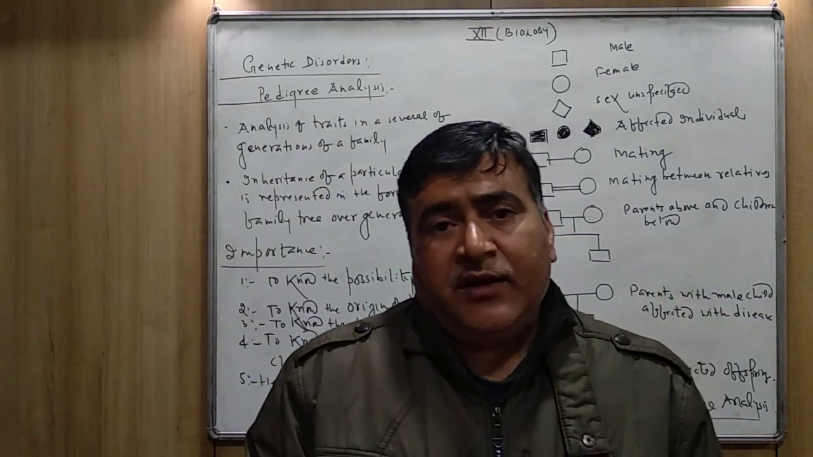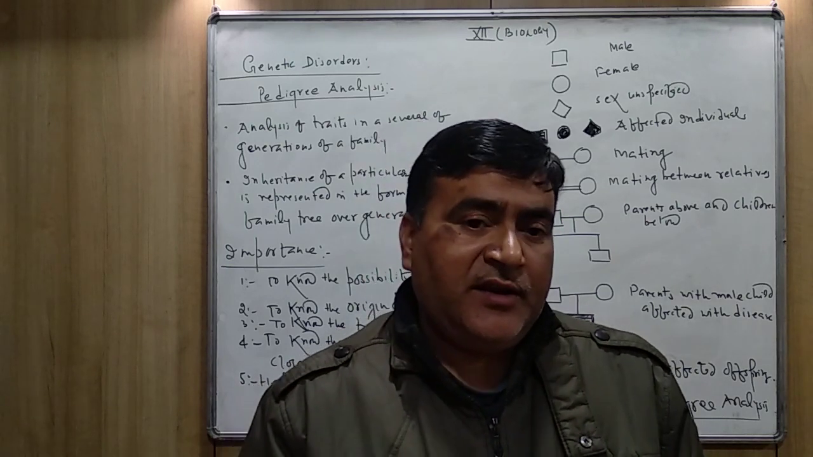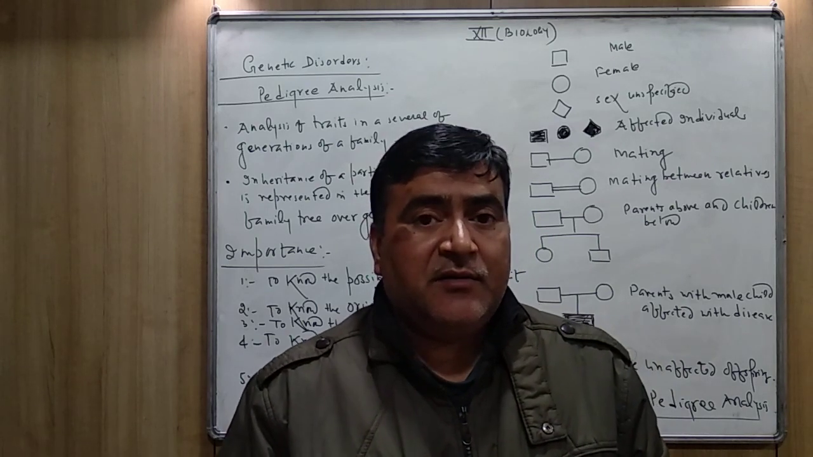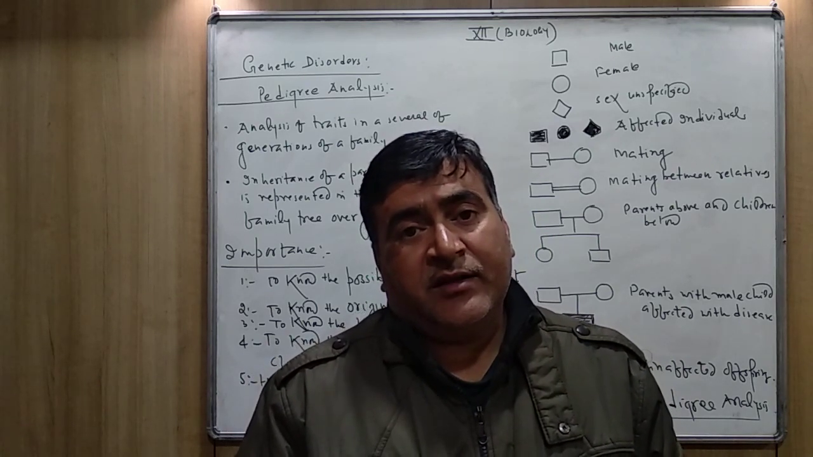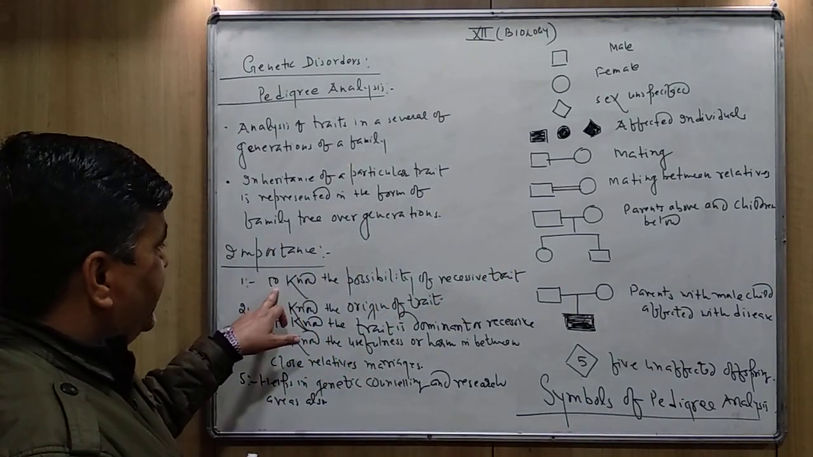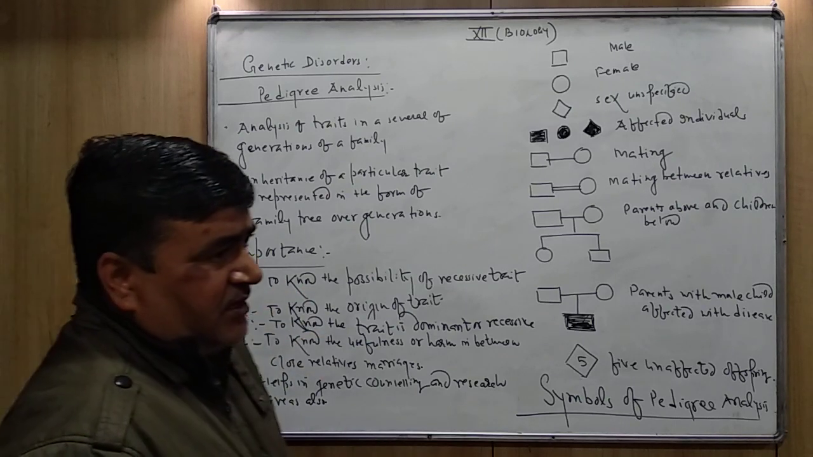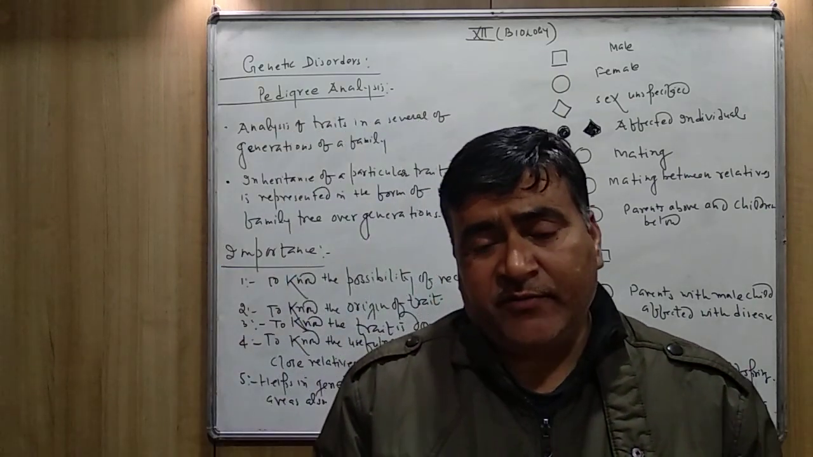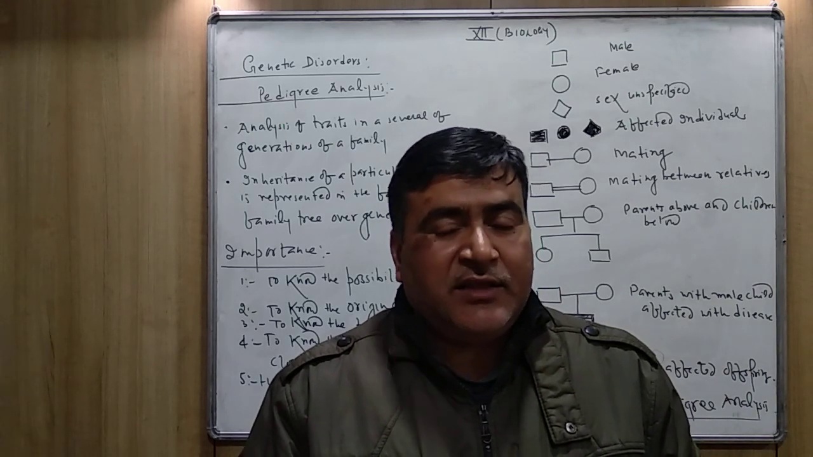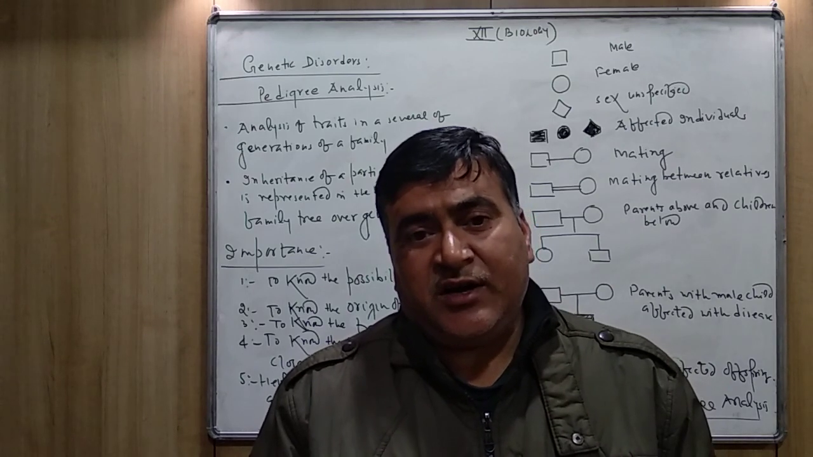Before explaining all the symbols, first of all, let me explain the importance of pedigree analysis. So many points I have written here. Pedigree analysis helps to know the possibility of a recessive trait. As you know, so many disorders are there like hemophilia, color blindness, sickle cell anemia, thalassemia. All these traits are recessive traits.